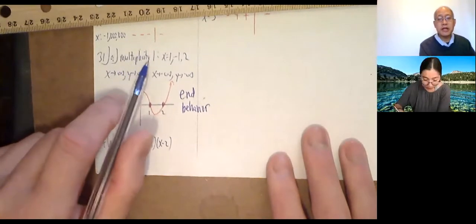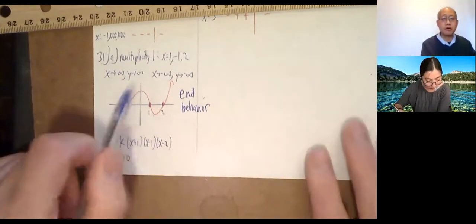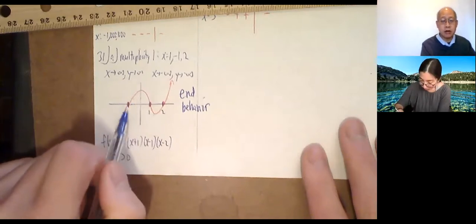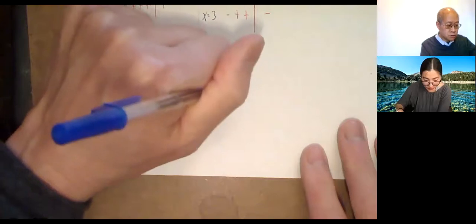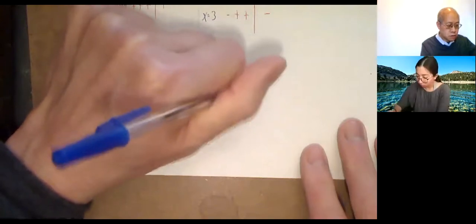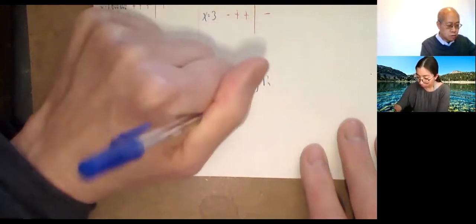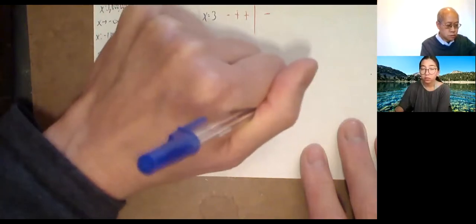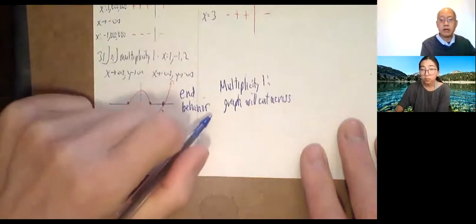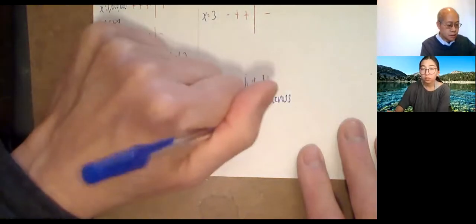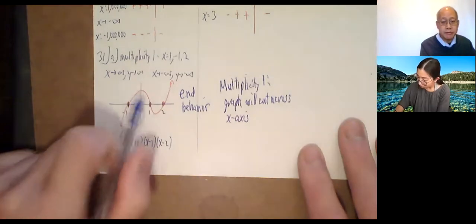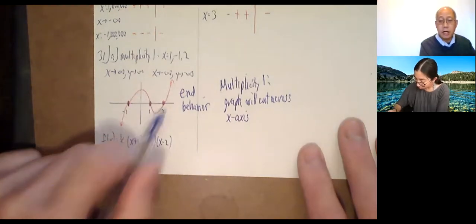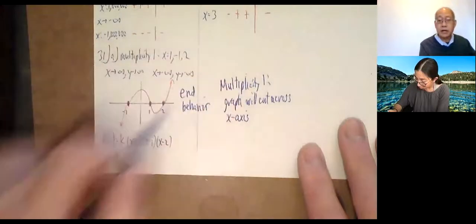If you have multiplicity 1, which means there's no square, no cube, or anything like that, the graph will always cut across. Multiplicity 1, the graph will cut across the x-axis. So that means right here, if this is below, this is going to be above. This is above, that means this side is going to be below. Every time you have a multiplicity of 1, it always cuts across like that.